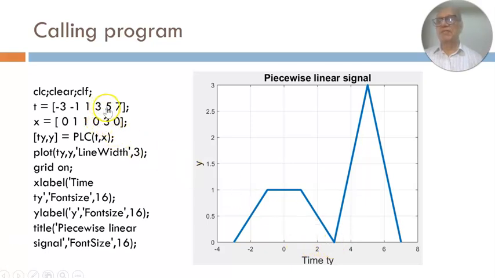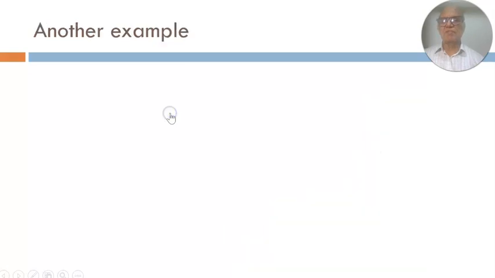Then between 3 and 5 it goes from 0 to 3. And finally between 5 and 7 it goes from 3 to 0. So it generates these 5 line segments because there are 6 endpoints for the line. So this is just one example, but you can of course use this program for different kinds of piecewise linear signals. So let me just show you one more example before we end this session.